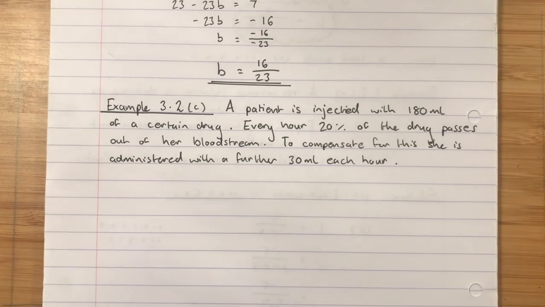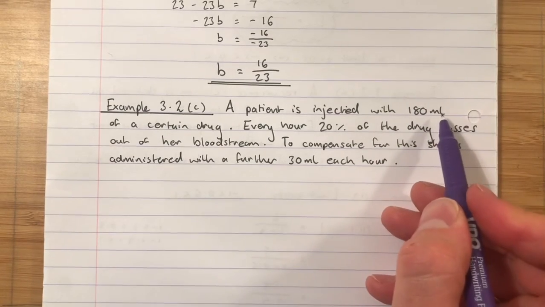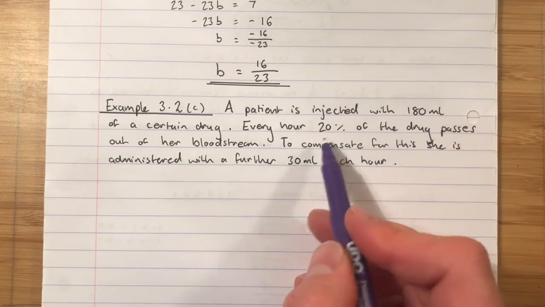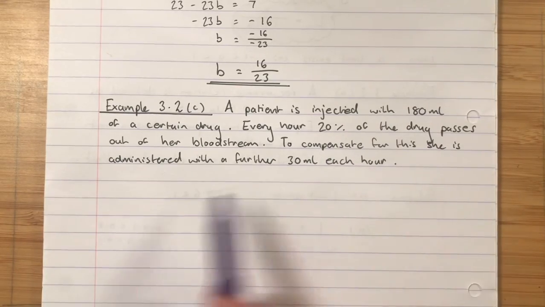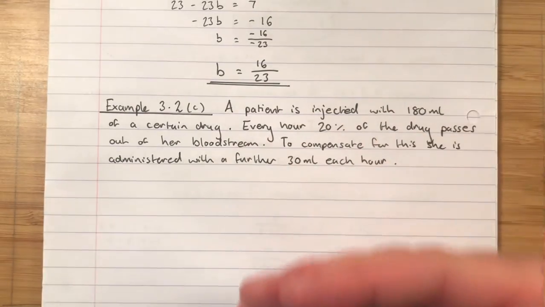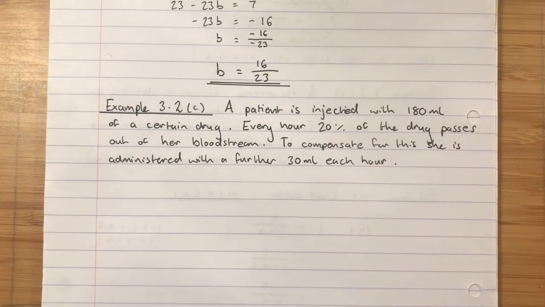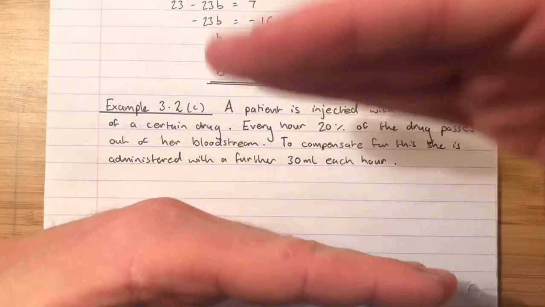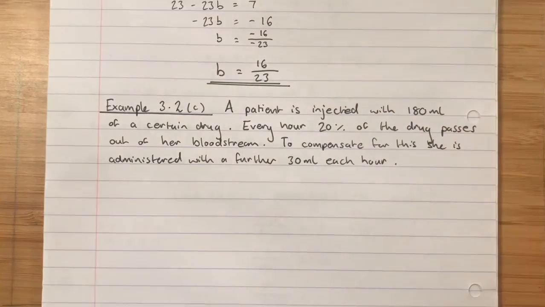Okay, so there's a situation. She's hit with a big dose to start with. That's how she starts off. But every hour we know 20% is going to be gone. So to compensate for this, she's given a further top-up every hour. 30 mils, 30 mils. That should be making you think of the cheetah example. You lose 20%, we add 30 mils.